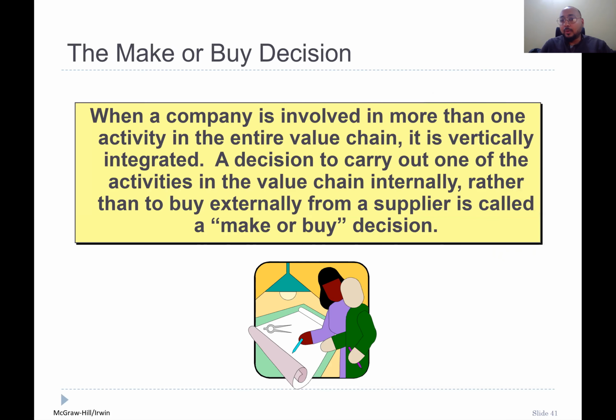When companies are involved in more than one activity in the entire value chain, like making a product with different parts, a decision to carry out one of the activities in its value chain internally rather than to buy externally from a supplier, we call this a make or buy decision. Or you can say you outsource some of the parts to someone else to make for you, or you make them by yourself. So the idea is the same.